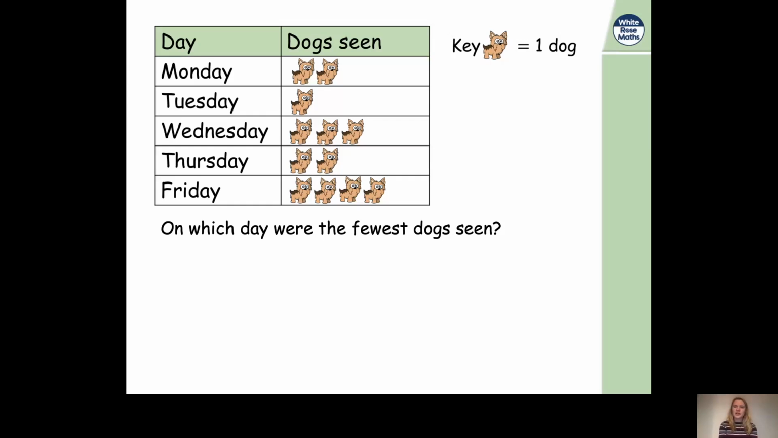So which day had the least amount of dogs? Yes, that's right. On Tuesday, there is only 1 picture of a dog, so therefore that's only 1 dog that was seen. And if we look at our pictogram, we know straight away that Tuesday was the day where the fewest dogs were seen because there's the least amount of pictures. So there you go, Tuesday, there was only 1 dog seen.